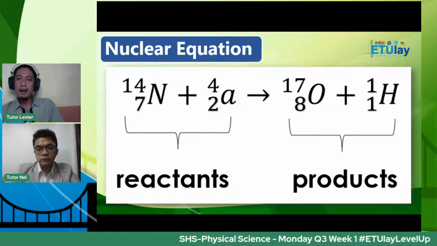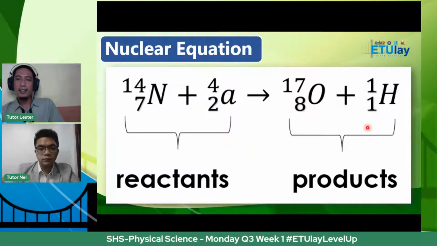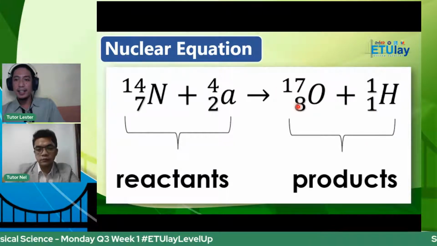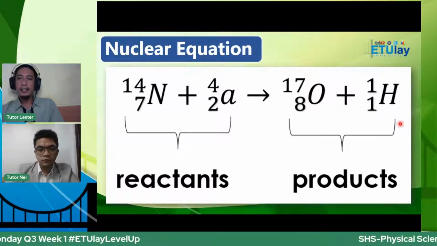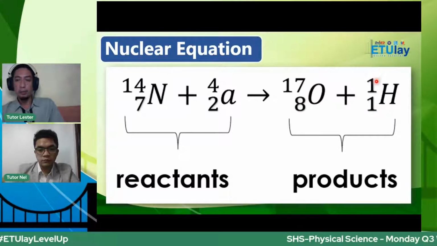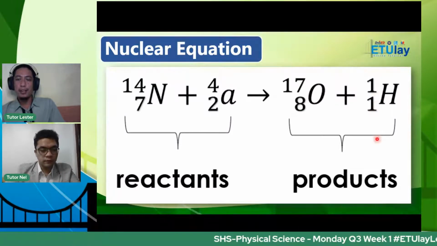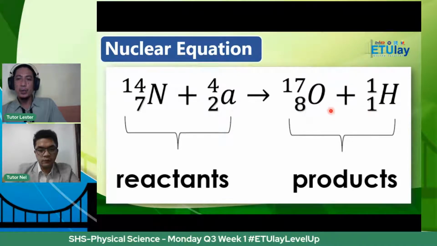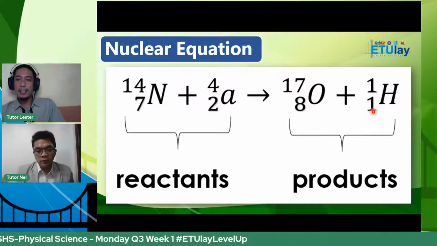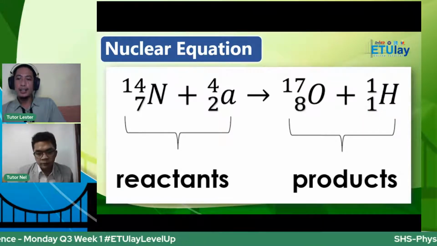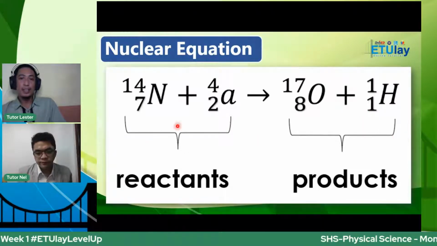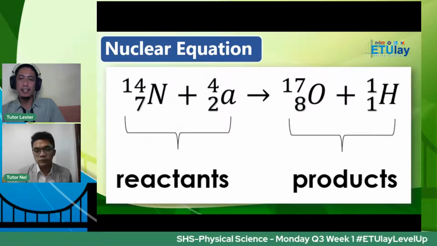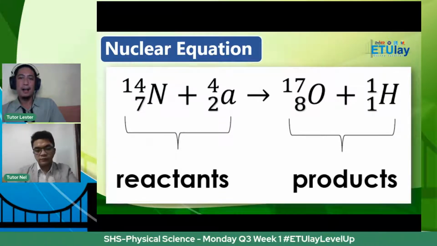How about sa bandang product? Right. So the atomic number of oxygen is 8 and the atomic number of a proton is of course 1. So if you total the atomic numbers, we get 8 plus 1 is equals to 9. So ibig sabihin, both the reactants and products atomic number are balanced.